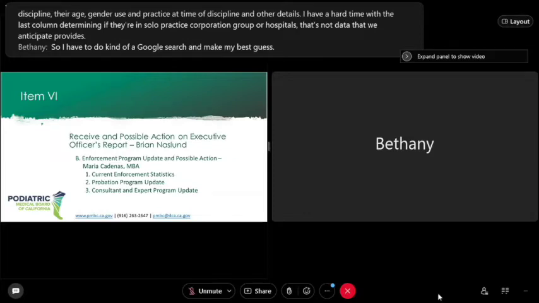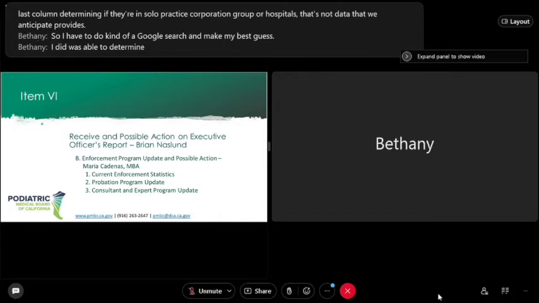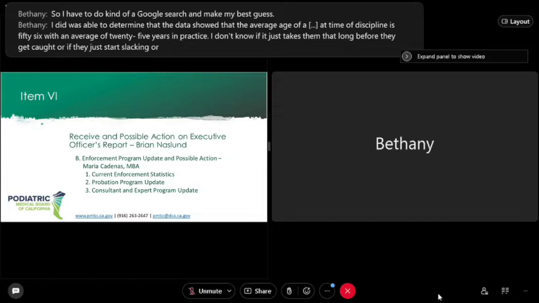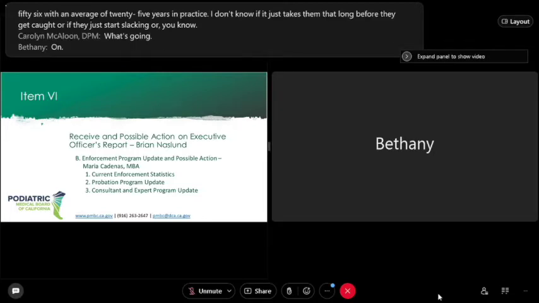I was able to determine that the data showed that the average age of a DPM at time of discipline is 56, with an average of 25 years in practice. I don't know if it just takes them that long before they get caught, or if they just start slacking, or what's going on, but that's what the data shows.